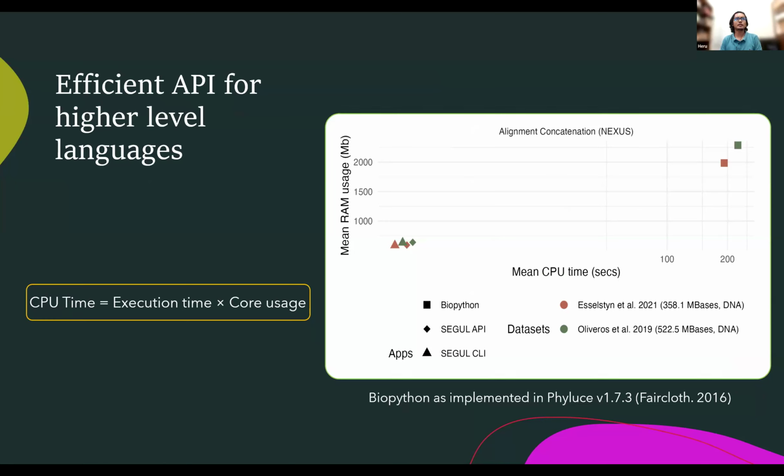And how about the Python API? We compared it to BioPython and also to the command line version of Sigul, and we tested it here for concatenation analysis on PyLucy, which runs BioPython in the background. You see the difference is very big, but between the Python API and the command line, the difference is basically negligible.